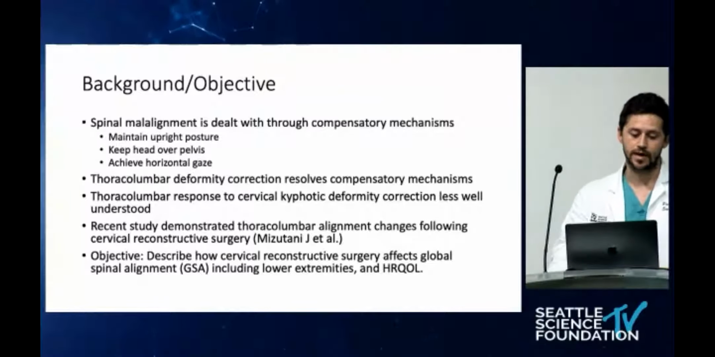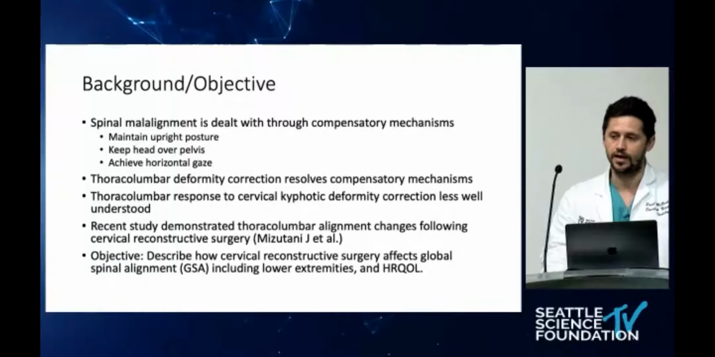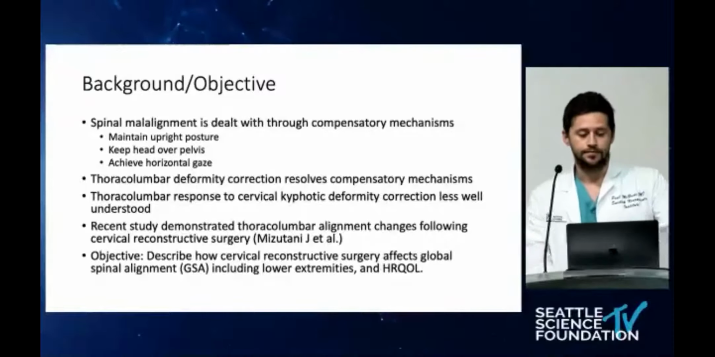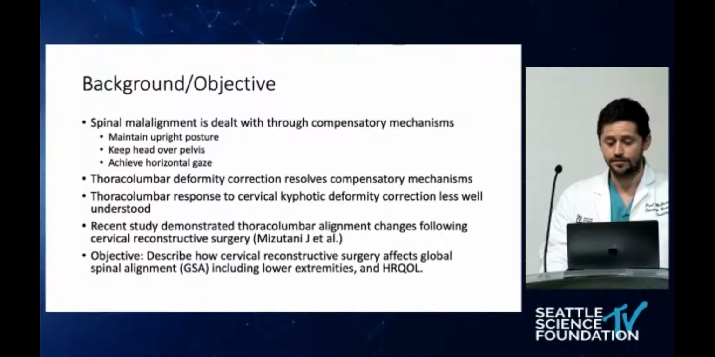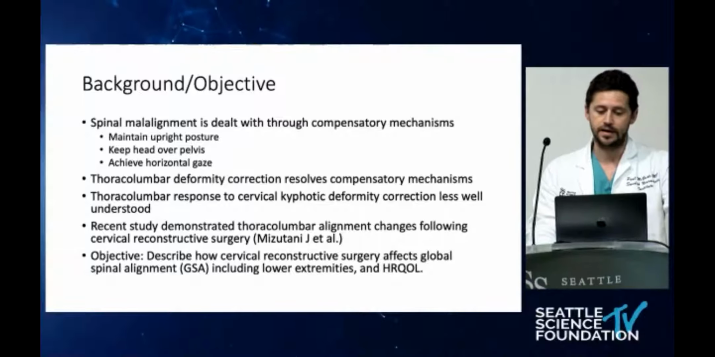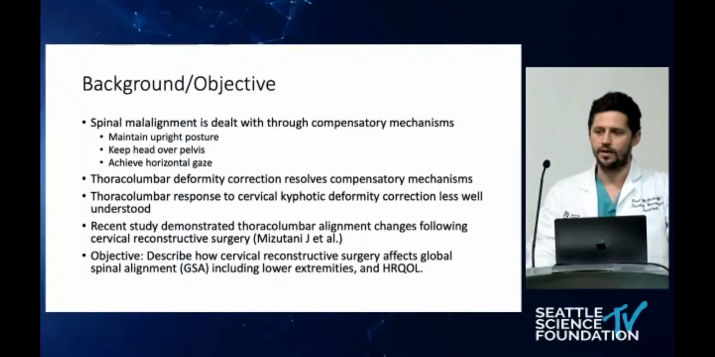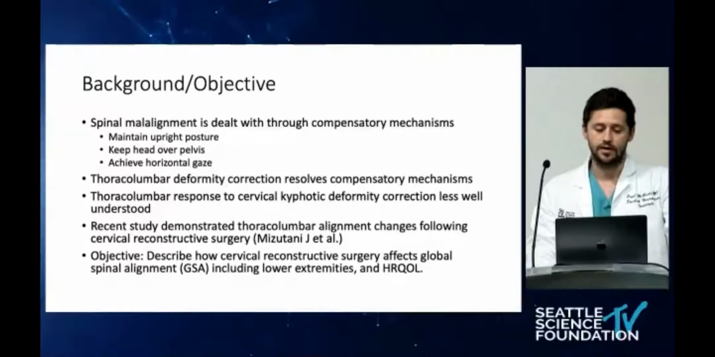It does a few things. It maintains an upright posture. It keeps the head over the pelvis, and it helps us achieve a horizontal gaze in the setting of a spinal deformity. This is better understood in the thoracolumbar spine. Compensatory mechanisms like pelvic retroversion, hip extension, knee flexion, and cervical hyperlordosis all help us maintain a horizontal gaze. And when you correct a thoracolumbar deformity, these compensatory mechanisms tend to resolve. However, the thoracolumbar response to a cervical kyphotic deformity correction is less well understood.